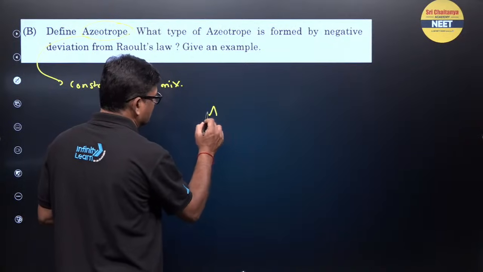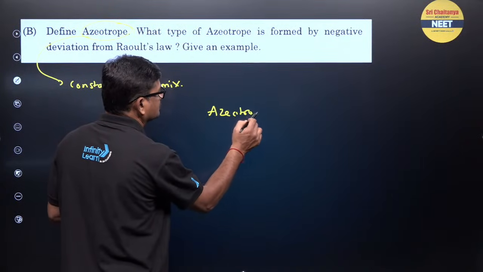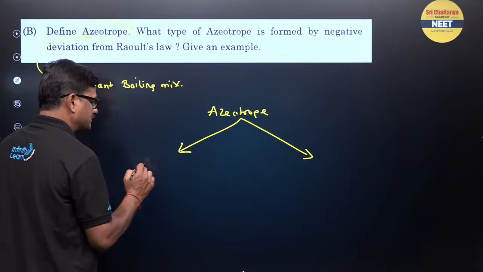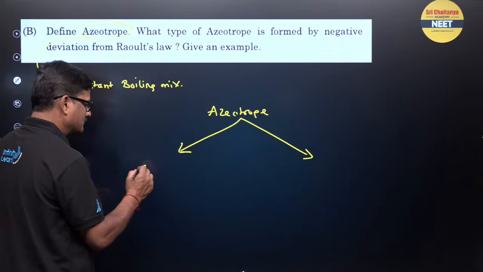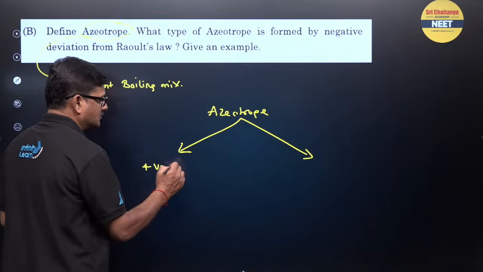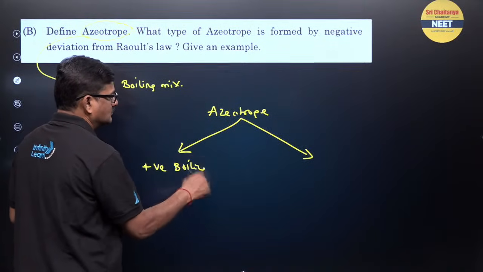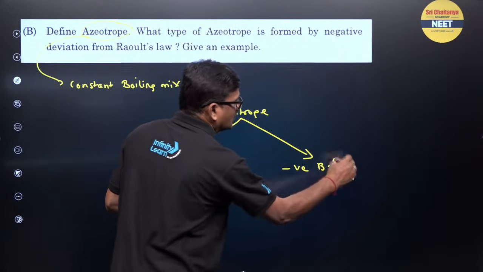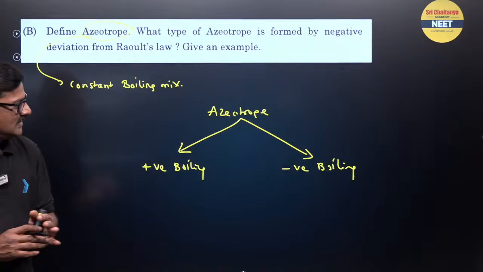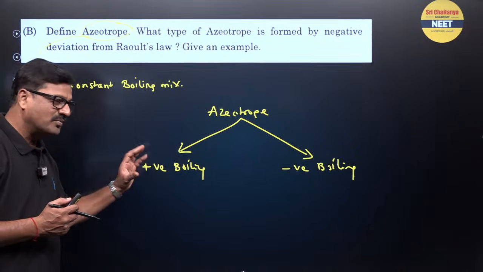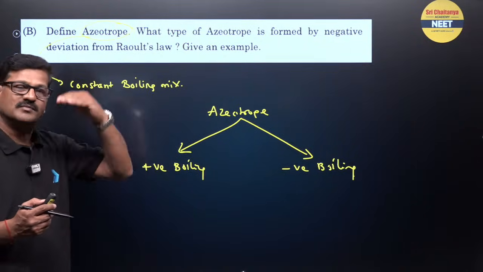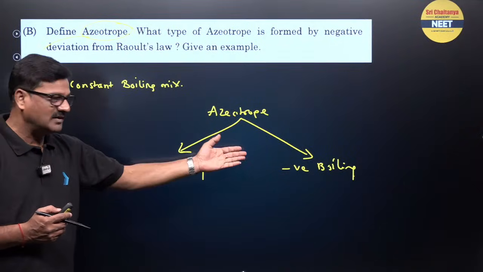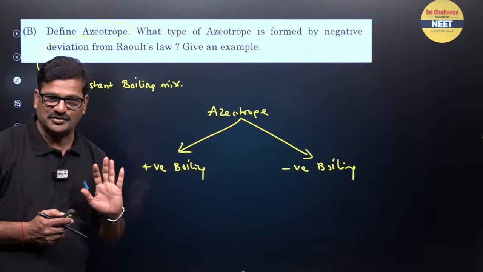Azeotropes are of two types: positive boiling and negative boiling. The simple thing is, a positive boiling azeotrope means they boil at a temperature more than that of the solvent. Negative boiling is less than that of the solvent temperature.